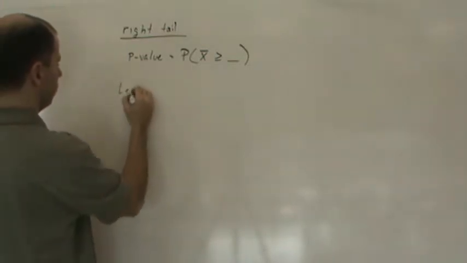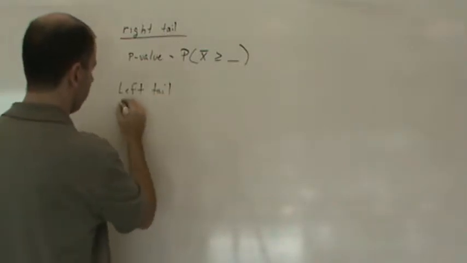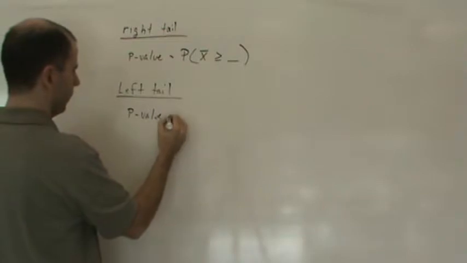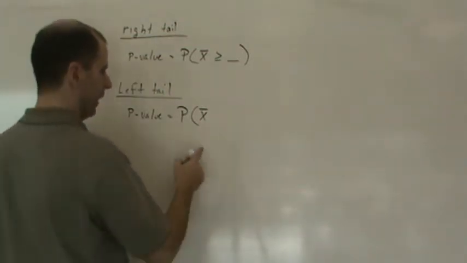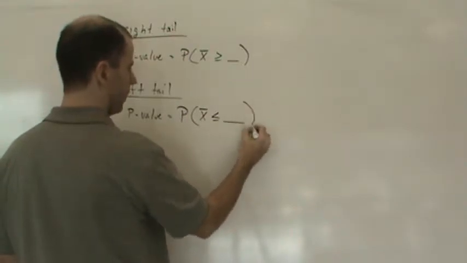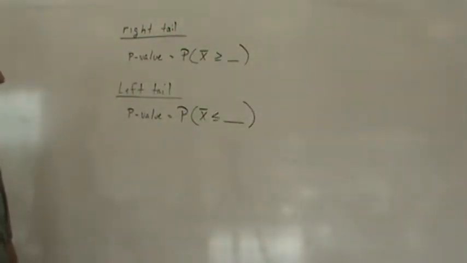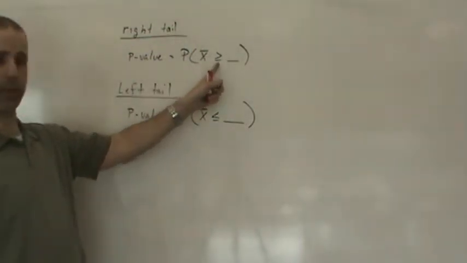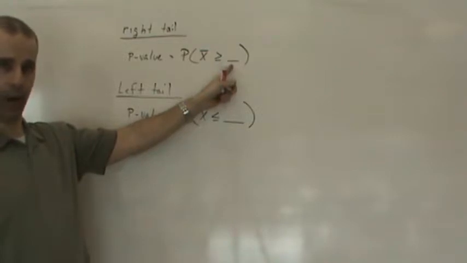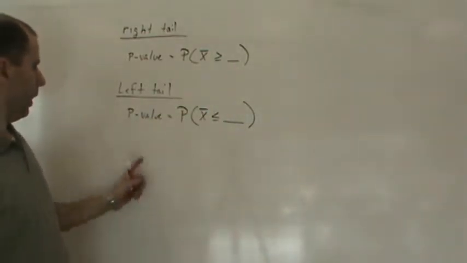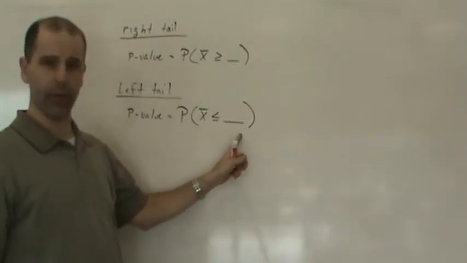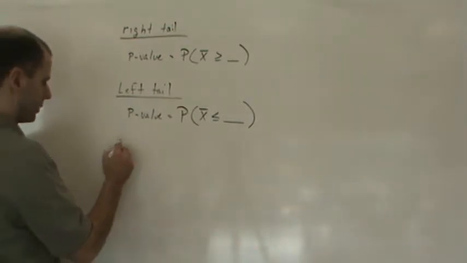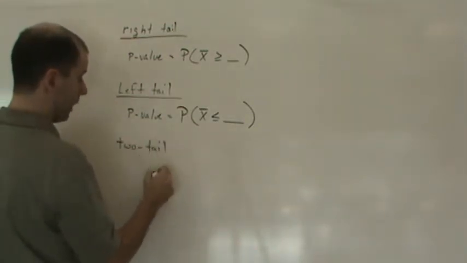Okay, now, if it's a left tail, then p-value is equal to the probability that your test statistic, x bar, your sample statistic, is less than or equal to whatever the value turns out to be from your sample. Okay? So in the right tail, the probability is going to be greater than or equal to whatever x bar value you got. If it's a left tail test, then it's going to be the probability that your x bar, your sample mean, is less than or equal to whatever you got with the sample. Now with the two-tail test, this is where you have to be careful, because you have two tails.